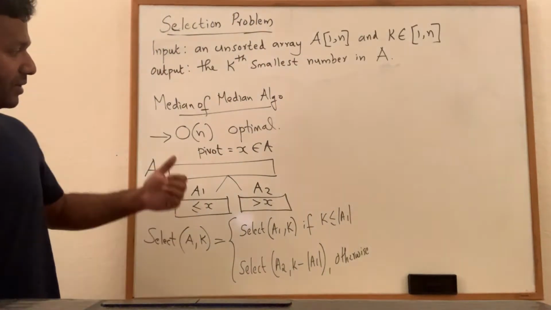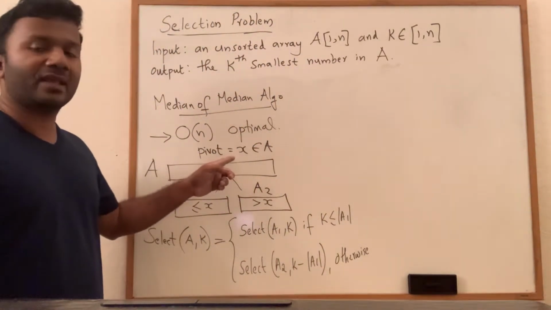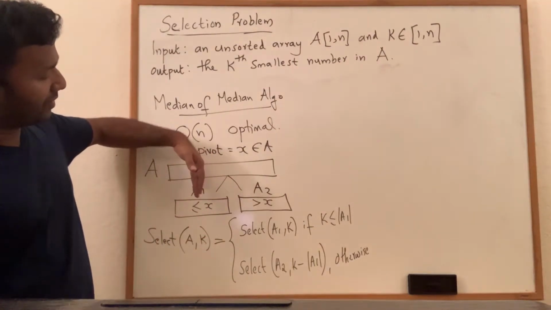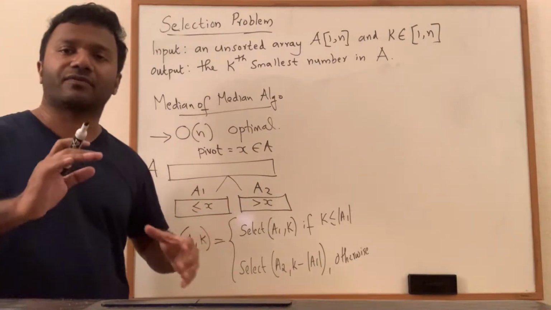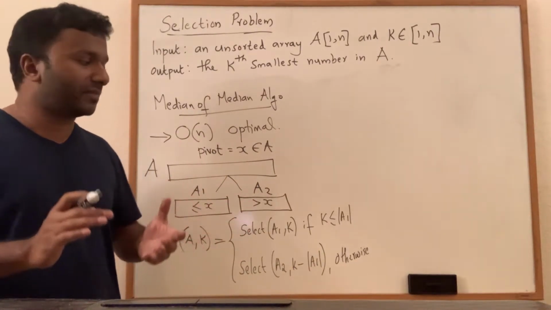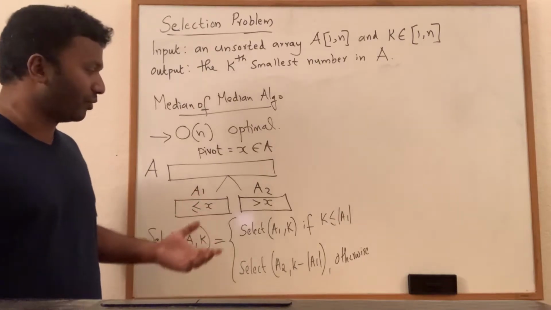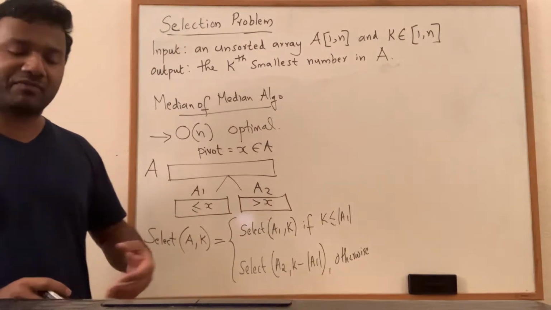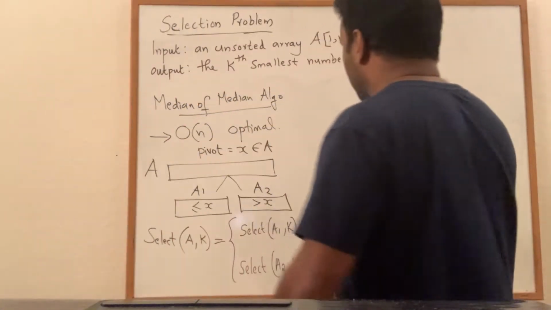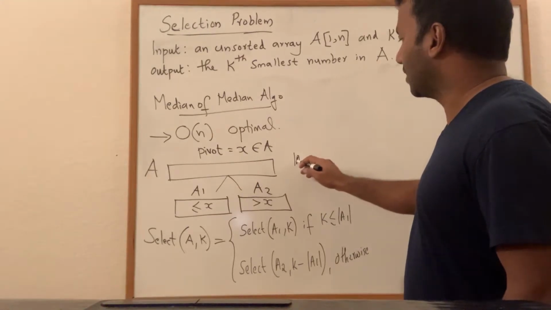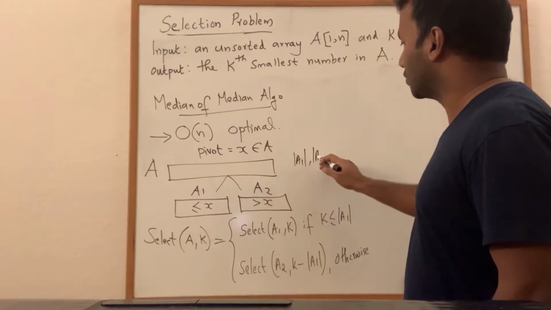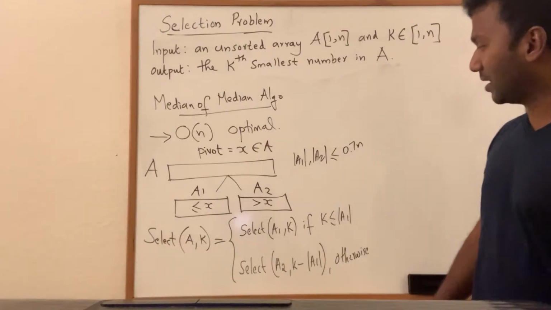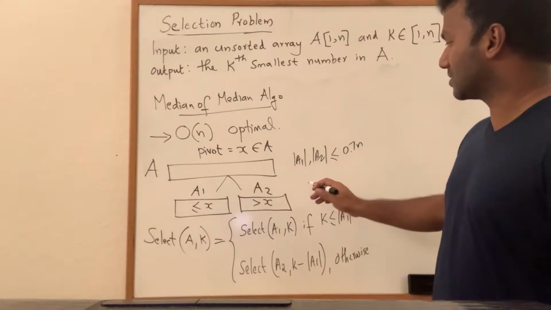Then the hardest part was finding a nice pivot. We wanted a nice pivot in such a way that the size of A1 and the size of A2 are pretty similar. Ideally we wanted that to be n by 2 and n by 2, but we managed to make sure that the size of A1 and the size of A2 is less than or equal to 0.7n. Okay, I'm just recapping what we have done in the previous lecture.